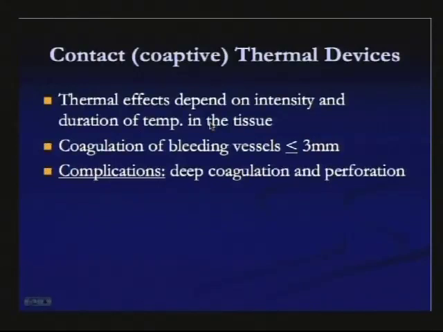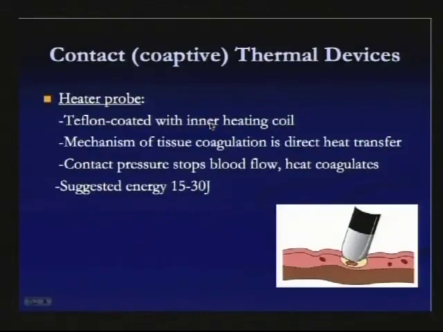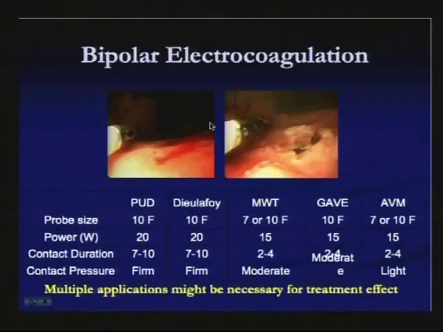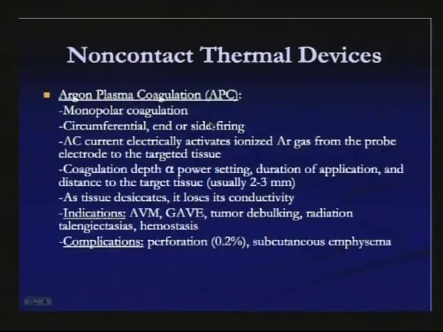Thermal effects depend on the intensity and the duration. Complications include deep coagulation and perforation. Usually we try to treat vessels less than 3 millimeters in size. So heater probes, you have those in the handout. You can just take a quick look at them. And I left the bipolar probe size and settings for each indication. That might be helpful for gastroenterologists.